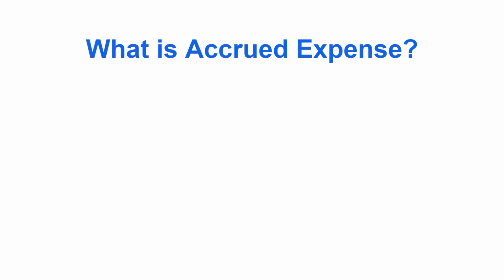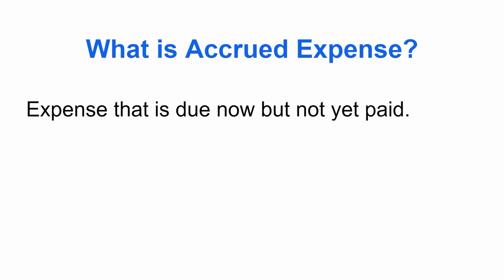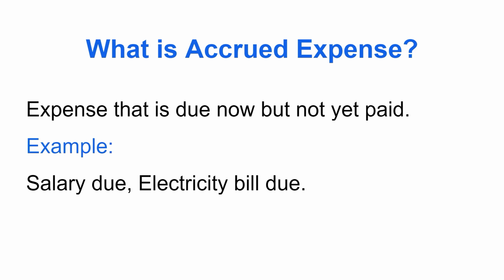What is accrued expenses? Expense that is due now but not yet paid. For example, salary due, electricity bill due. Accrued expense means an expense we already owe, but we haven't paid it yet. For example, salary of employees for this month is due, but we will pay it next month. Even though we haven't paid, it still belongs to this month, so we need to record it now.